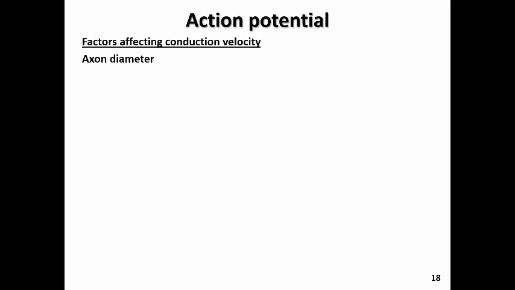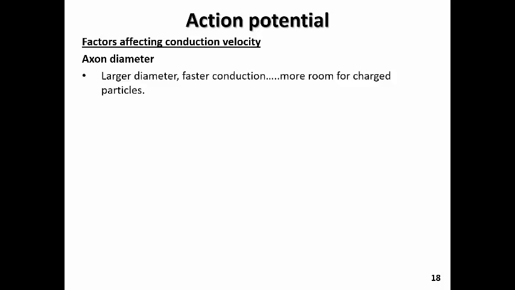The first aspect is the axon diameter. Larger diameter axons, so not all neurons are the same size, can conduct those action potentials faster. The reason is that the larger diameter of the axon provides more room for movement of the charged particles. And very often these larger diameter axons possess a greater density of ion channels.